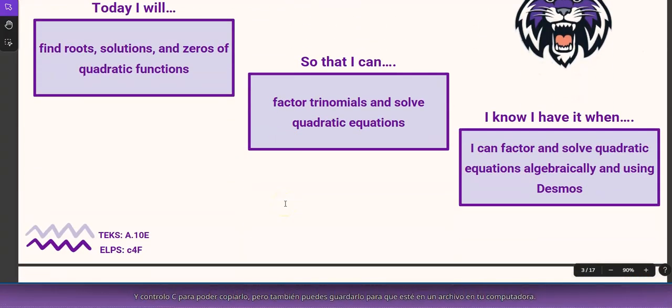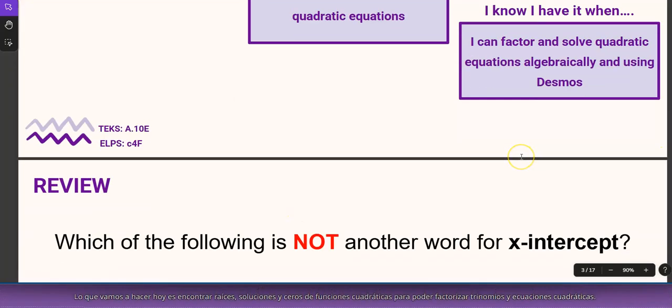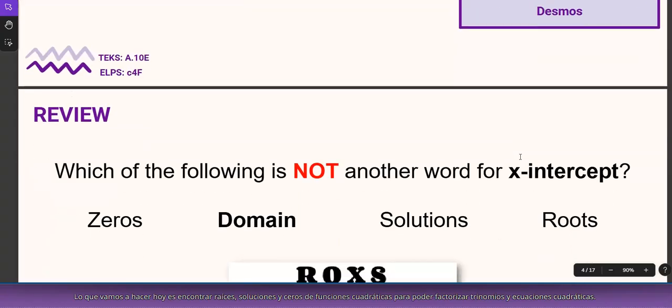What we're going to do today is find roots, solutions, and zeros of quadratic functions so that we can factor trinomials and quadratic equations. And we know we'll have it when we can factor and solve equations algebraically and using Desmos.